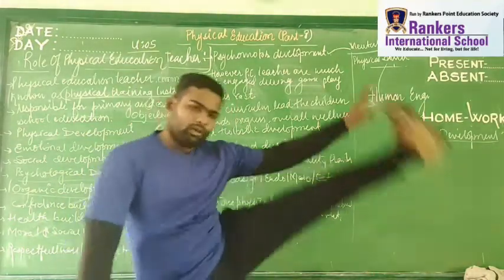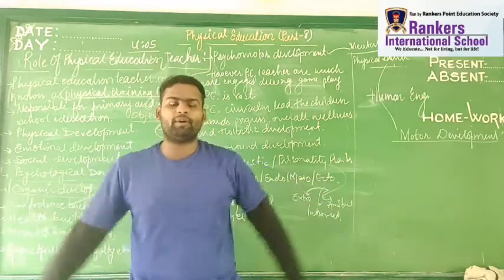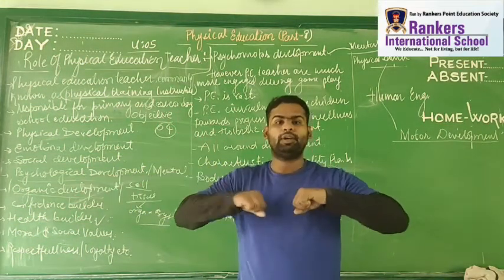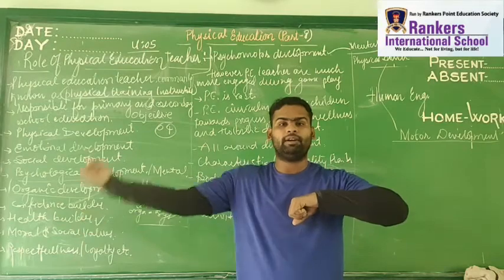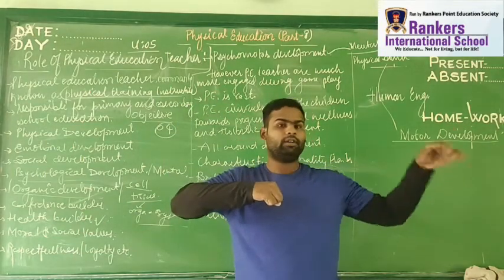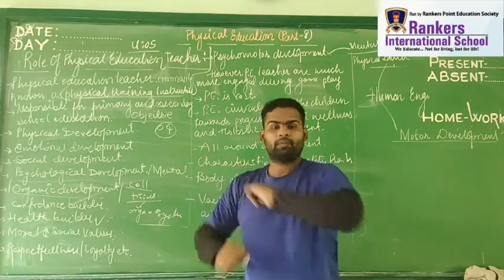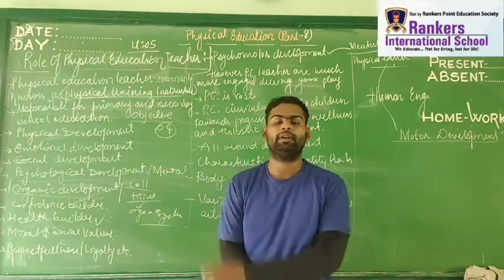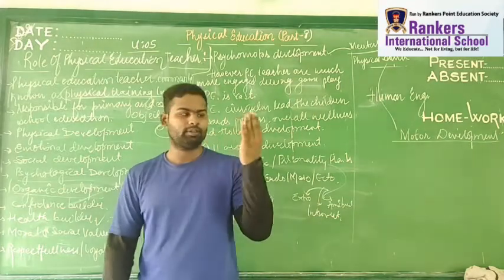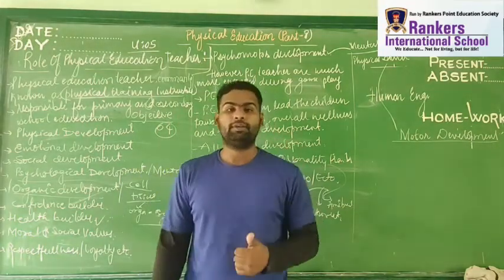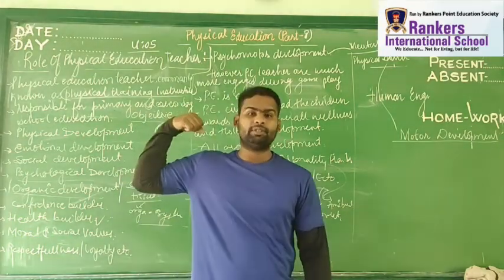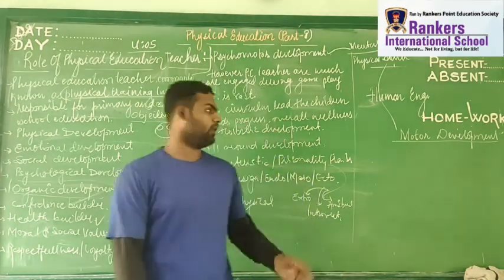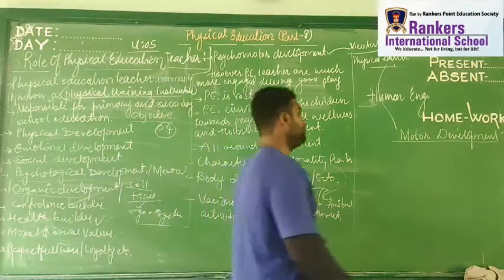If I can jump, if I can stretch my body, if I can take my hand here, again here, I can do it like this. This is fine motor development. This is gross motor development. It means the development of small bones and muscles is called fine motor development. The development of big muscles and bones, like hand muscles, like leg muscles, is gross motor development.